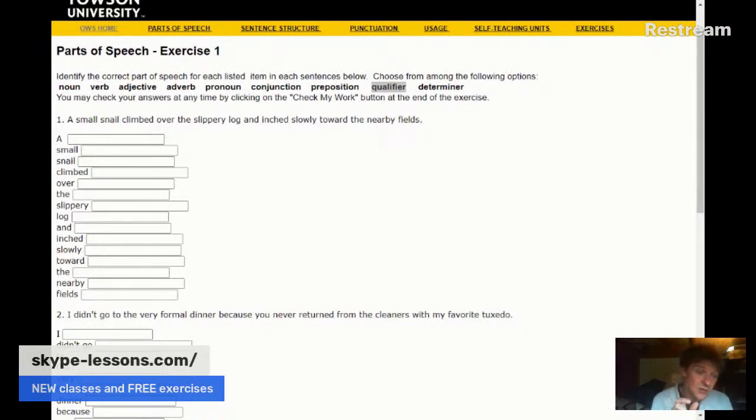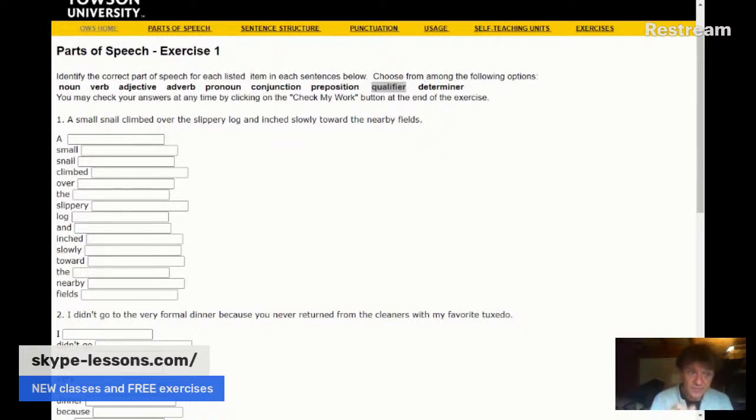So inched, notice it's in past tense. Yesterday, the snail inched. Tomorrow, the snail will inch. Yeah, and so you can put it in different tenses. So it's definitely a verb, inched. Then we got the word slowly. Notice it ends in ly. That's a big clue because only one part of speech very often ends in ly. But I want you to notice that slowly describes how the snail inched. So slowly must be an adverb because it's describing a verb.